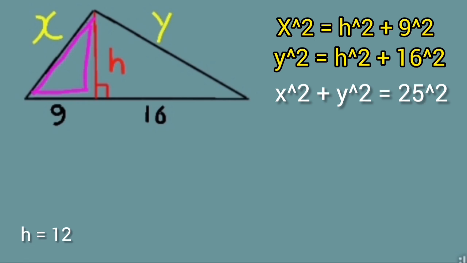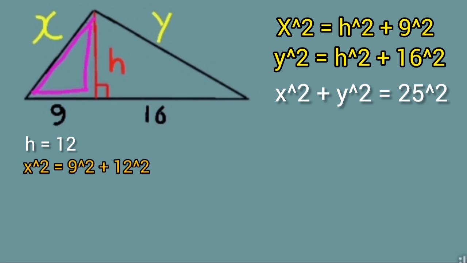Now we have the height of the triangle, so let's find the value of x using the first equation. We can write it like x squared equals 9 squared plus 12 squared, which will be x squared equals 81 plus 144, which is 225. Now square root both sides, and we will get x equals 15.